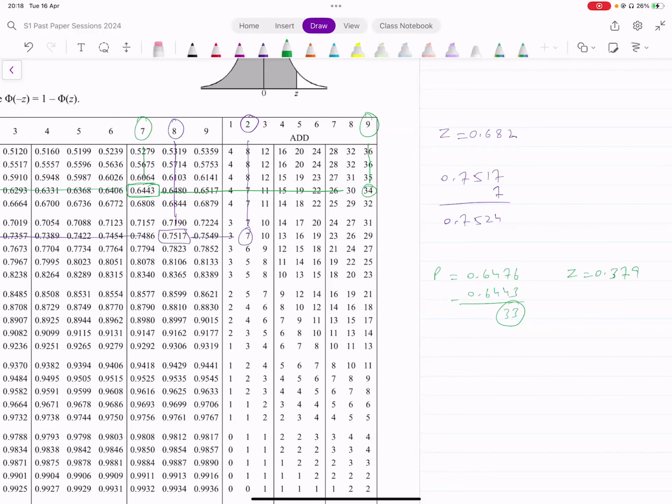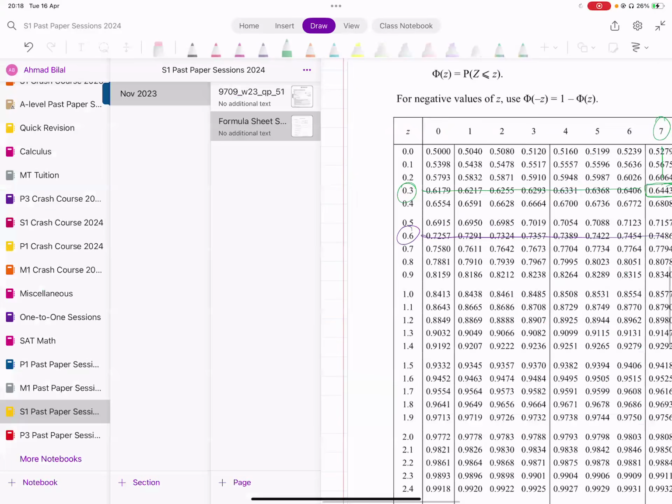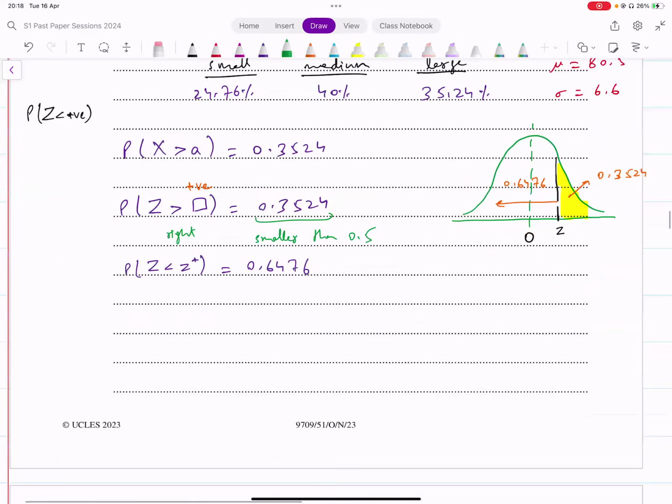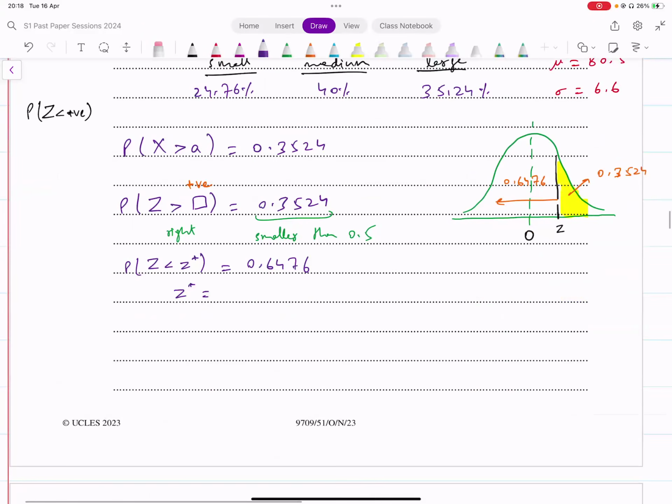Is that okay? 0.379. Let's go back. So that means the Z value is 0.379.